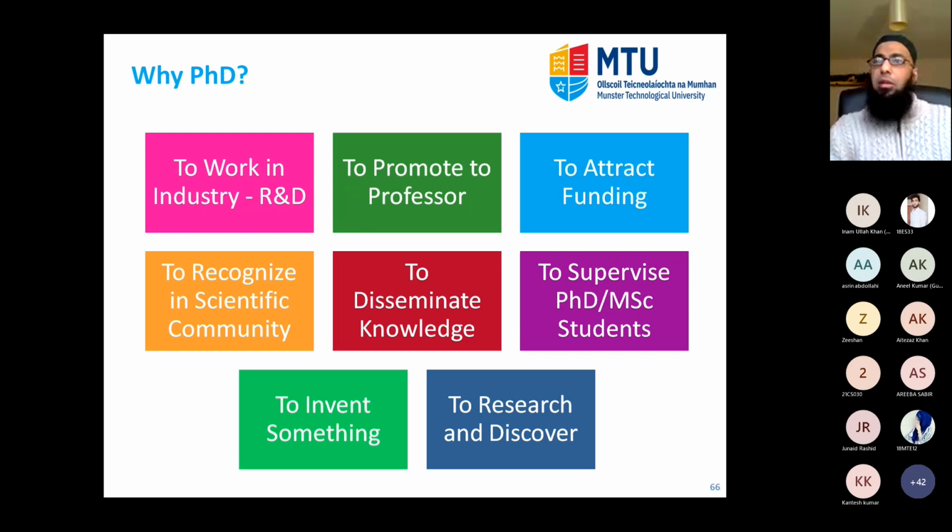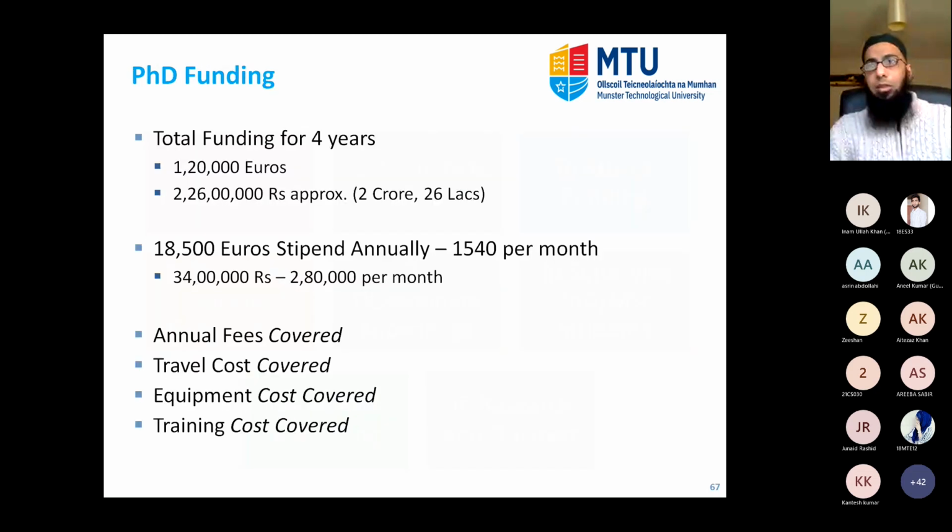In a PhD, you will understand and learn how to conduct research in a systematic way. You will be assigned a supervisor, and the supervisor in 3 to 5 years will guide you through all the processes of research. So when we talk about a PhD, it is always better to get funding, a scholarship. I'm talking about here in Ireland. In Ireland, PhD duration is around 4 years.